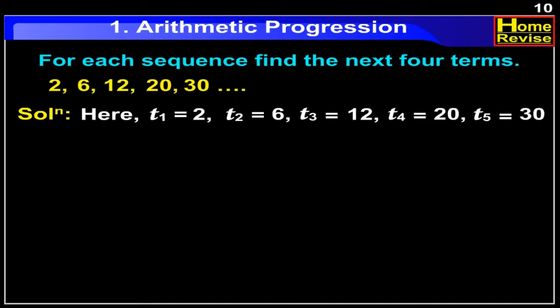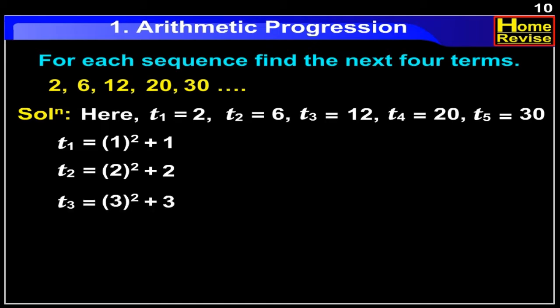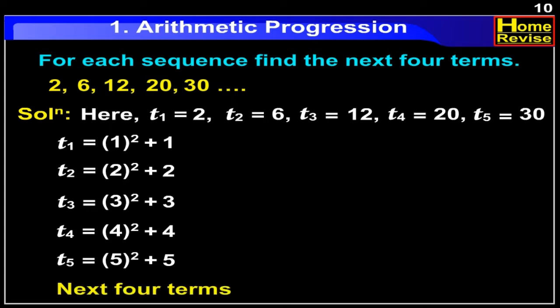If you observe all the terms carefully, you will notice that T1 is equal to 1 square plus 1, T2 is equal to 2 square plus 2, T3 is equal to 3 square plus 3, T4 is equal to 4 square plus 4, T5 is equal to 5 square plus 5. Using the same relation, we can find the next 4 terms.